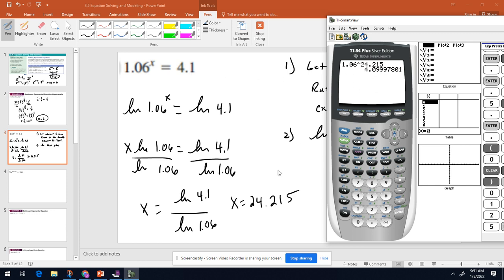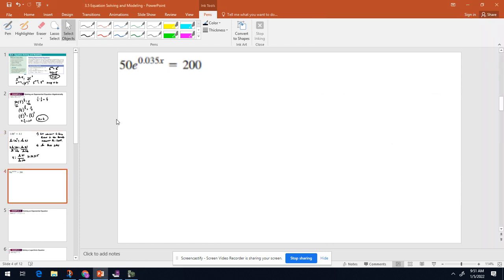Why isn't it exact? Because I rounded. If you don't round, then you'll get the exact answer. Okay? So let's take a look at another example here.